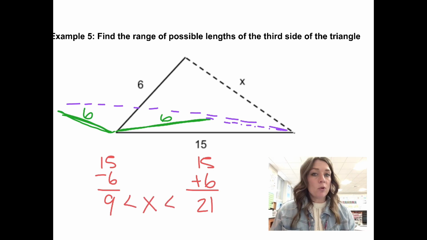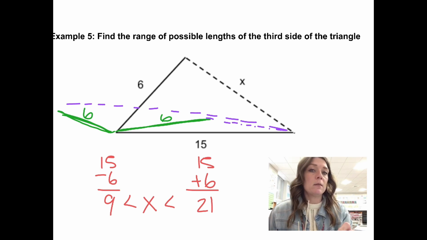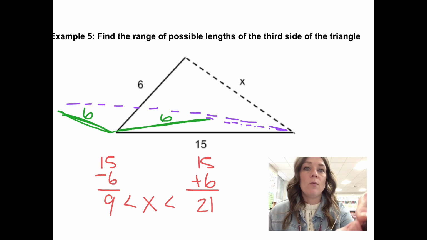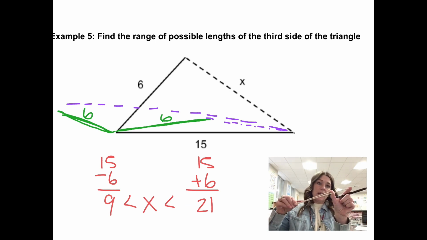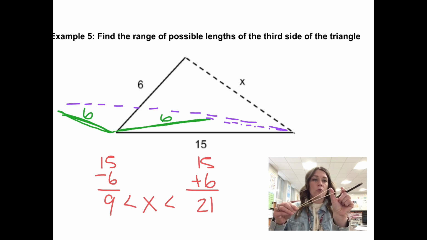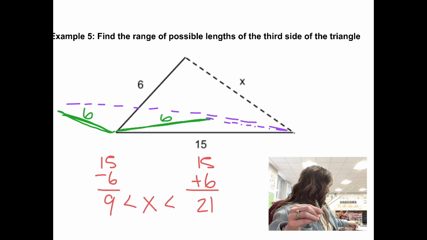Do not put equal to bars there. It is only less than symbols, and you have to do the subtraction first, leave space, and then do the addition, because that way this says that X has to be bigger than 9, but it has to be less than 21. Because if it's 9, then it's equal to, and I can't make the triangle. If it's less than 9, then it's going to be equal to or shorter, and I can't actually make the triangle.